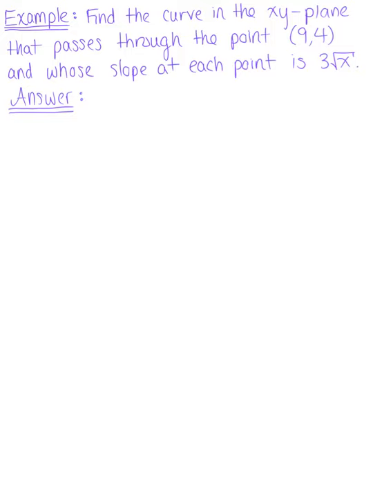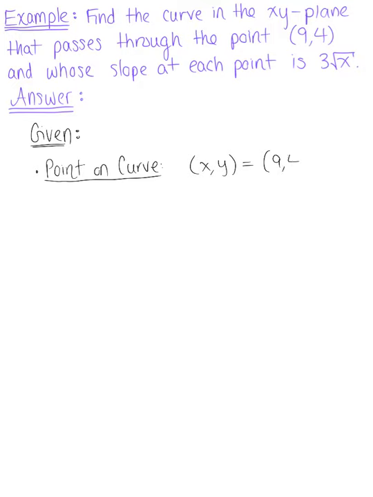Find the curve in the xy plane that passes through the point (9, 4), and whose slope at each point is 3 times the square root of x. So let's think about what's given to us here. We have a point on the curve, or on f of x. So we have that (x, y) is equal to (9, 4). So this point on the curve is our initial condition.